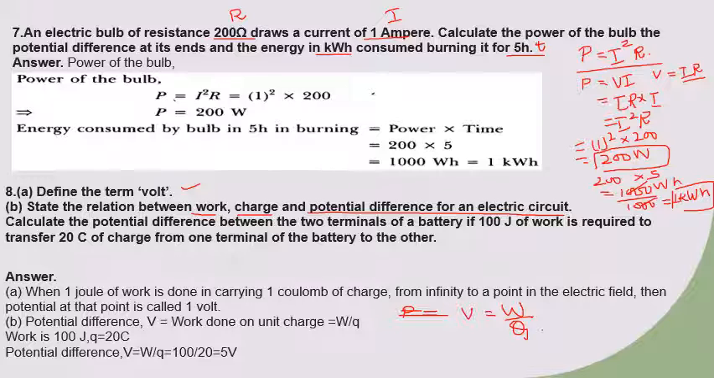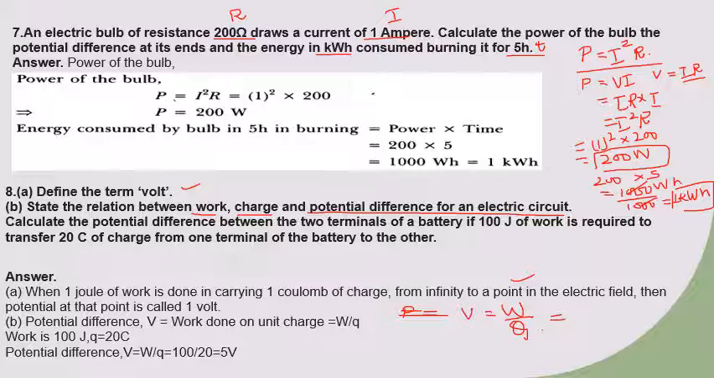Before we come to the conclusion, what is the potential difference, work and charge relationship, we will first define the term volt. Volt is nothing but when 1 joule of work is done to carry a charge of 1 coulomb from infinity to a certain point, then the potential at that point is 1 volt. So from this definition, we can come to the conclusion that V, that is potential difference, is equals to work upon charge.